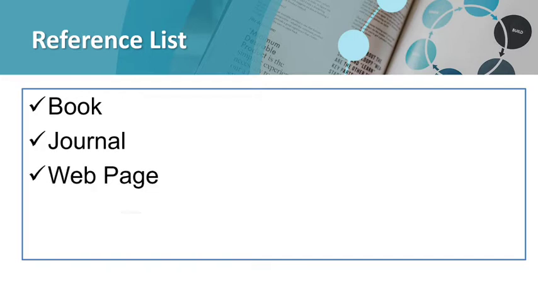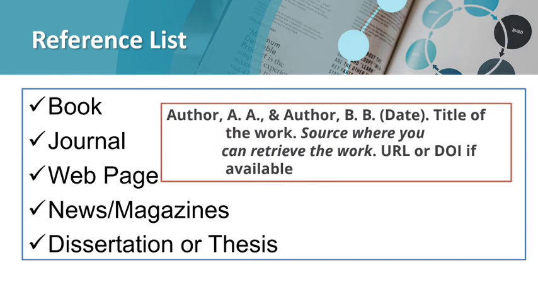Now, let us proceed with the reference list. The reference list contains all the sources that you have cited in the text of your research paper. These references came from a book, a journal, a web page, news or magazines, and a dissertation or thesis. So this is the basic format.